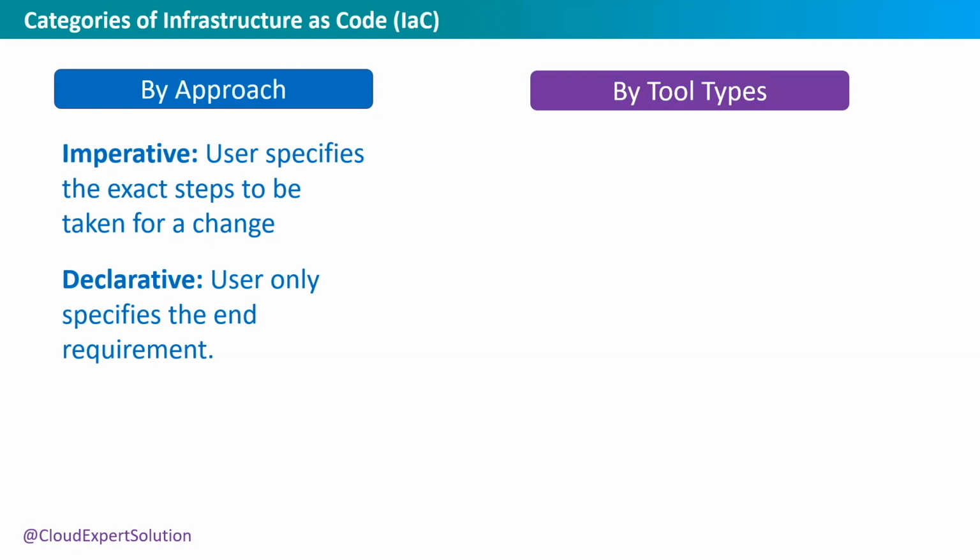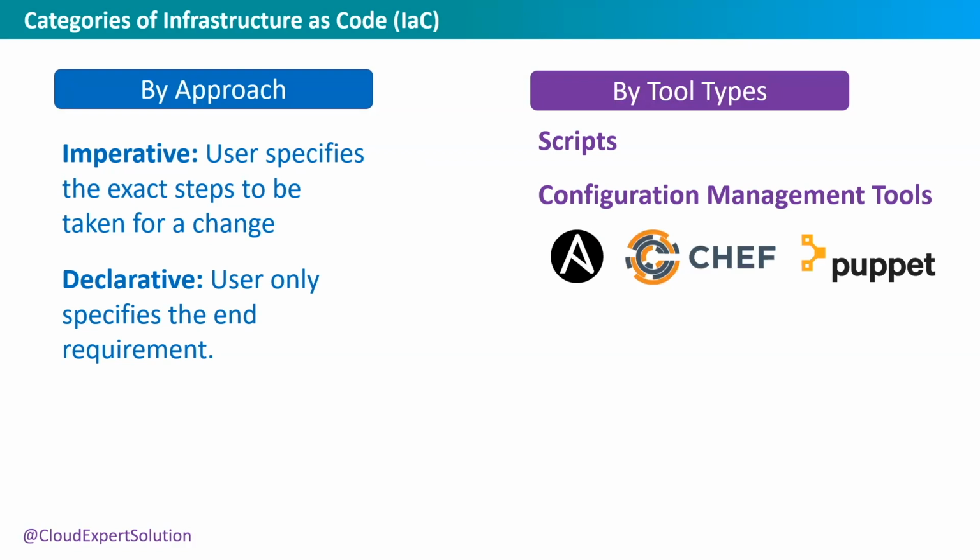Now let's review the tool types. First is scripts. You can create a shell script with the help of the AWS SDK to create AWS resources. That is just an example. The next option is you can go for a configuration management tool like Chef, Puppet, Ansible, where you are managing the configurations, like you are installing the software, you are installing the dependencies and the packages.